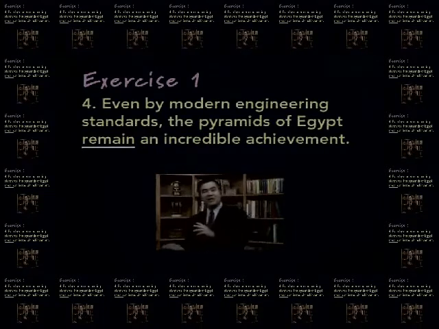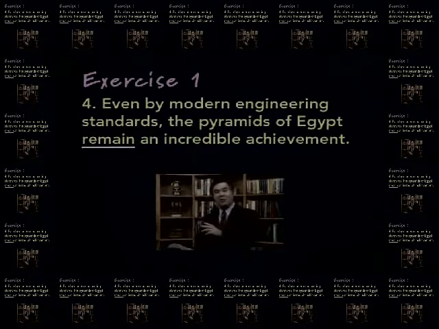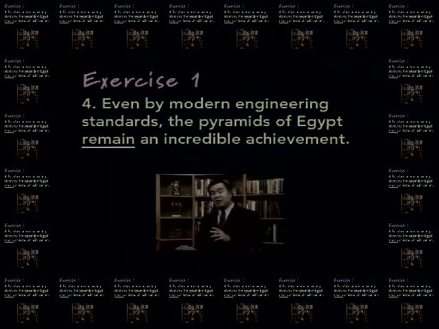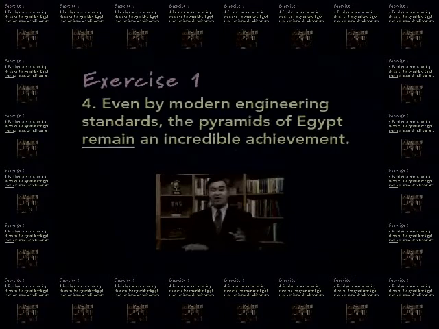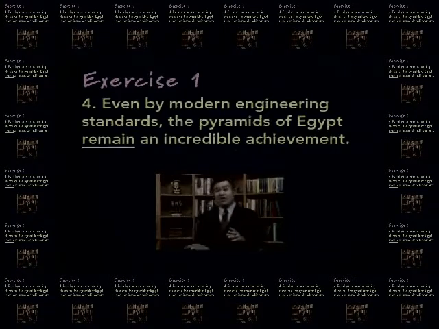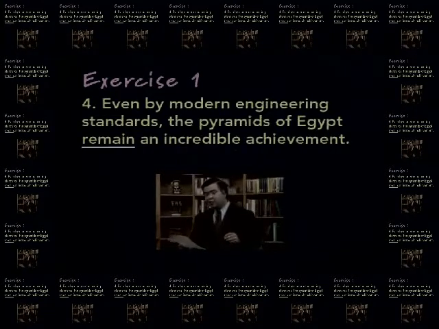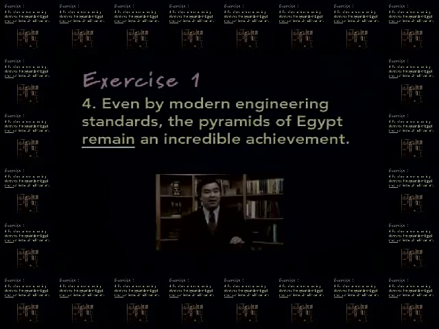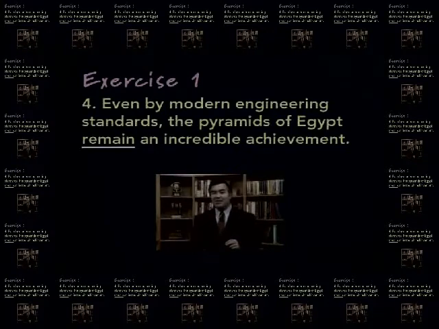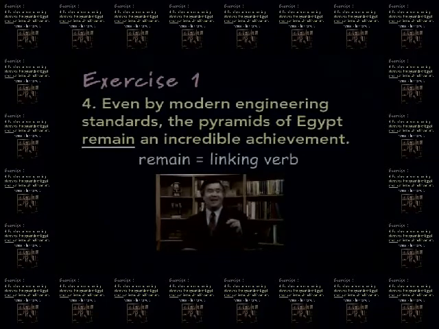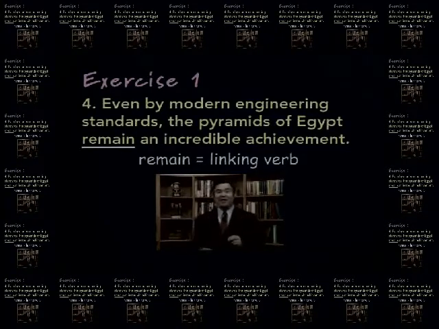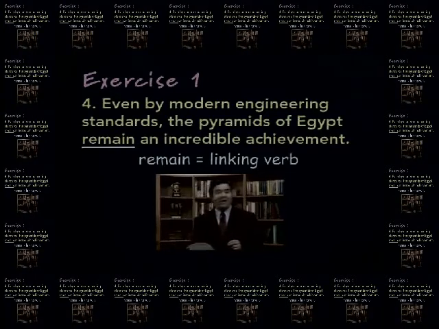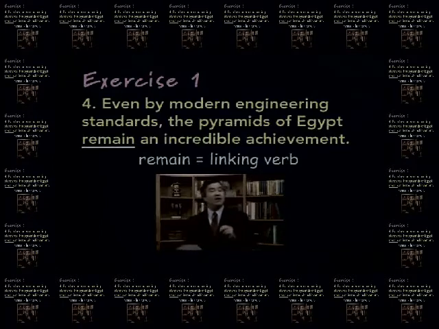Now, what about the words that follow remain? How do those relate back to the verb? Are they the object of the verb? That is, do they receive the action of the verb? Or do they play some other role? Well, in this case, remain is not a verb of action, but rather a verb of being. And therefore, you can probably anticipate that it's being used as a linking verb, because that's how verbs of being are used. And sure enough, what follows the verb remain is an incredible achievement.